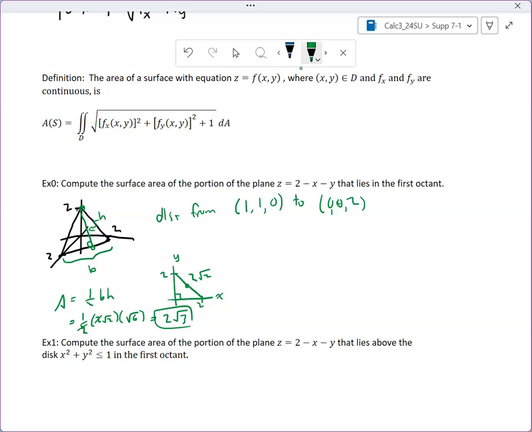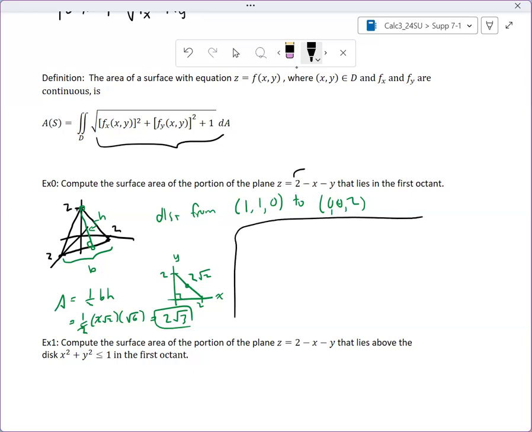So in this case, my function was simple, a nice linear function, a plane. And my region was simple, so I was able to use just basic geometry to get this answer. Let's see if we use the integral if we get the same answer. Hopefully we do.